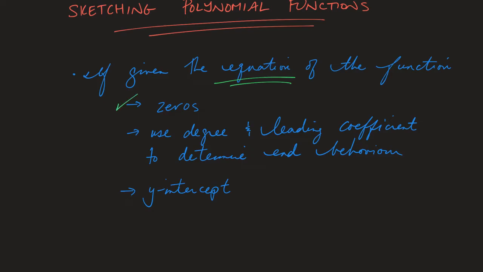you've got to find your zeros. This part is almost intuition now. Us using the degree and the leading coefficient to figure out what it is doing at its extremes, its end behavior. And the only thing that's different for us now is the idea of labeling a y-intercept. So there's your process if given the equation.